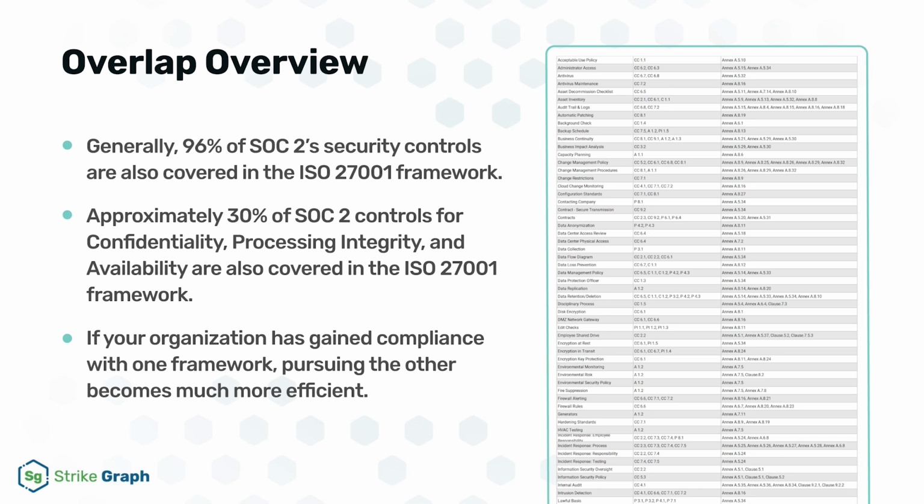If your organization is pursuing additional SOC 2 trust services criteria, approximately 30% of SOC 2 controls for confidentiality, processing integrity, and availability are also covered in the ISO 27001 framework. Keeping this in mind, if your organization has gained compliance with one framework, pursuing the other becomes much more efficient.